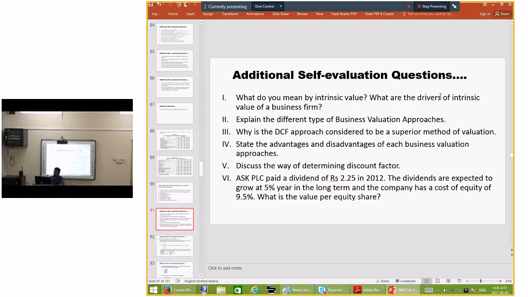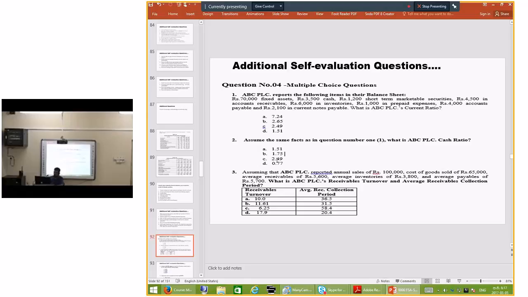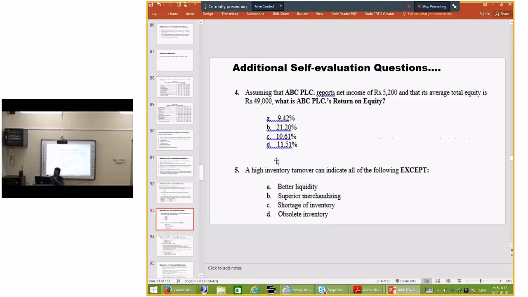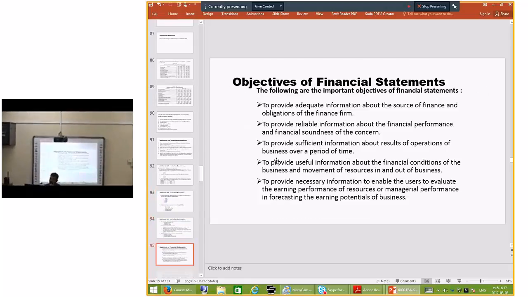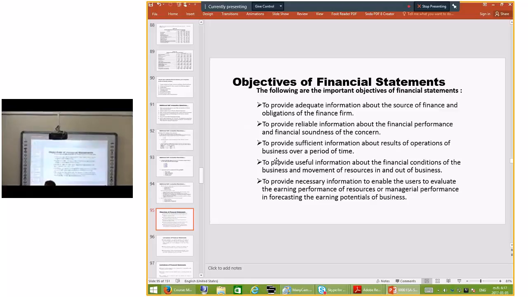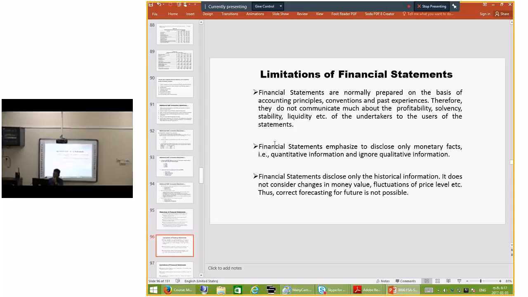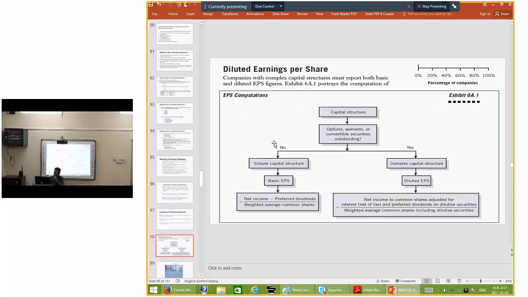Now you can see intrinsic value, and how to make decisions when we know the intrinsic value and business valuation models, different business valuation approaches, dividend, discounted cash flow approaches. Now you can see dividend discounted approaches. There are a number of questions from here and also multiple choice questions. Then your task is to read them and understand. In addition to that, some details are given in the slides, objectives of financial statements and the limitations of financial statements. Previously we discussed them, right?